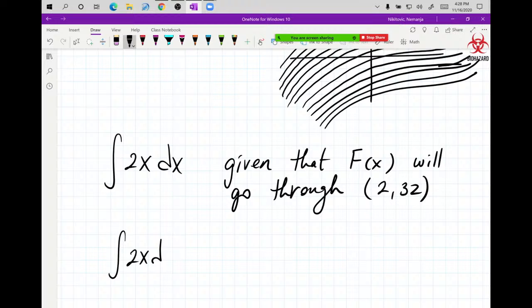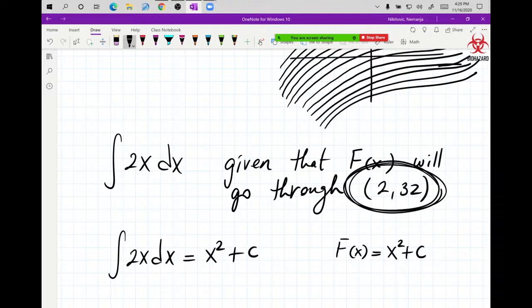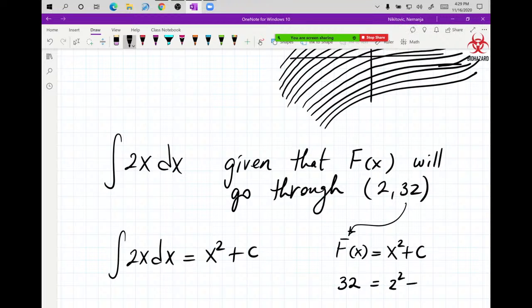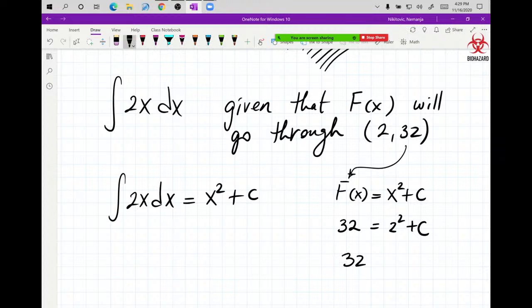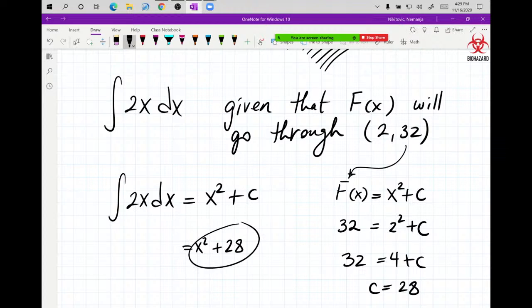Integral of 2x dx is equal to x squared plus c. So now we know that the capital F of x, which is the antiderivative, is x squared plus c. From here, I know that F is 32 and that x is 2. And c, I can compute c. 32 equals 4 plus c, c equals 28. So, x squared plus 28. See? Now I have the actual function.